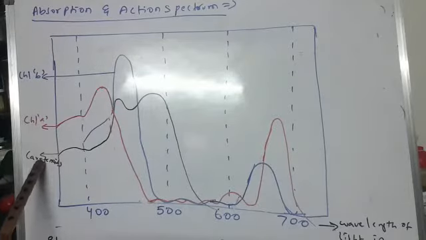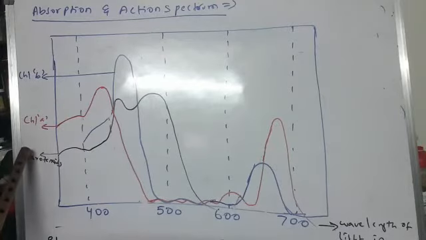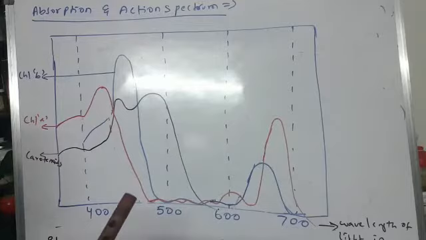Different plant pigments absorb different wavelengths of visible light. And how do we estimate this? It is by using a device, the spectrophotometer.